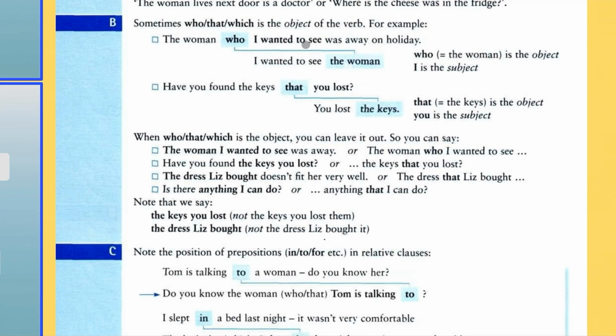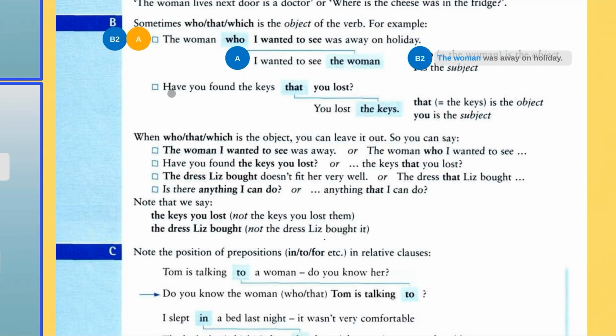The woman who I wanted to see was away on holiday is also a combination of two sentences. A, I wanted to see the woman. And B, the woman was away on holiday. B2 starts first, and it will become the woman was away on holiday, and A will become a relative clause by adding who I wanted to see, and we deleted the woman.